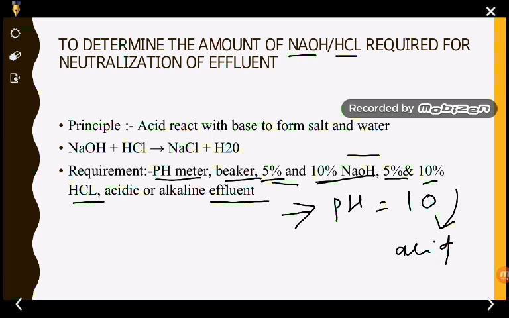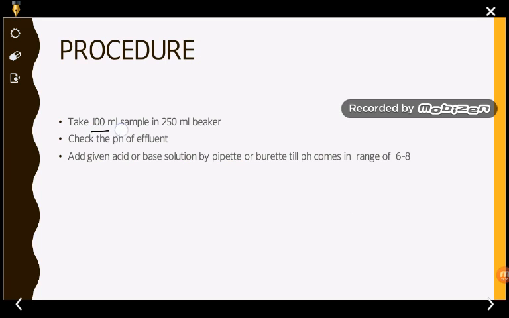Next, the procedure. We have to take 100 ml of the given sample in a 250 ml beaker. So consider this is a beaker, and in this beaker we have taken 100 ml of the effluent. Check the pH of the effluent.